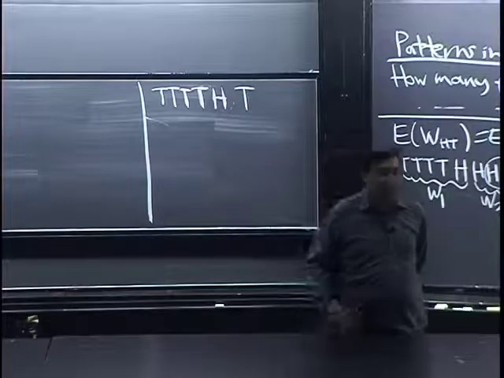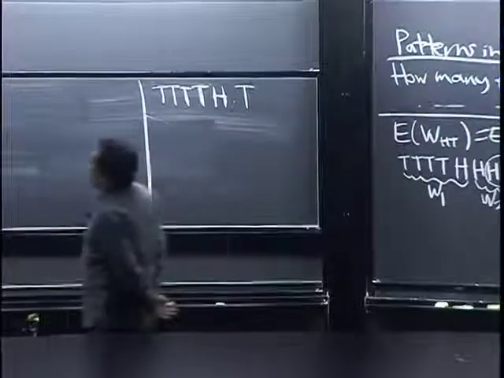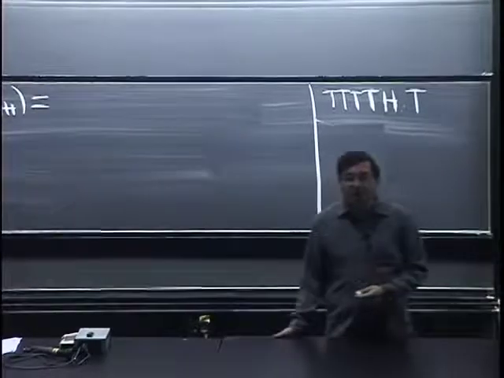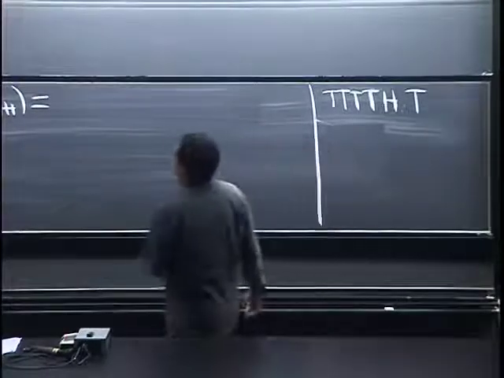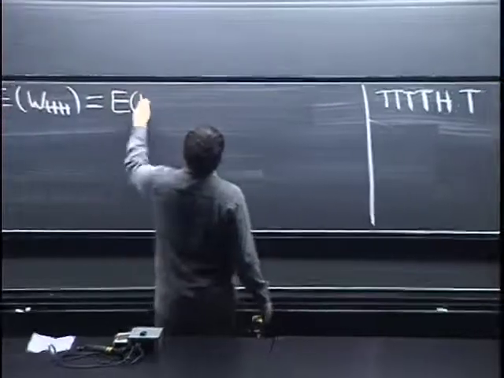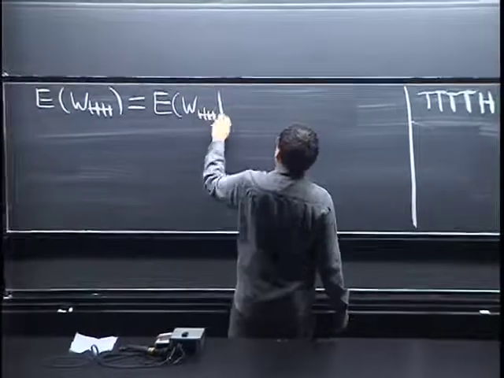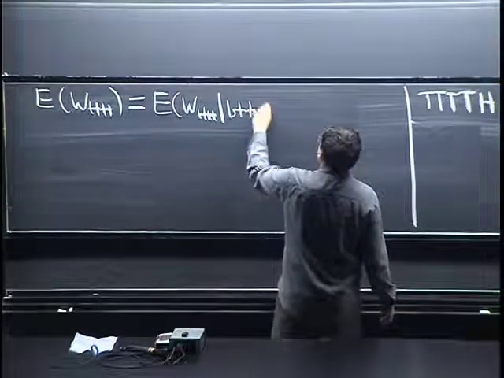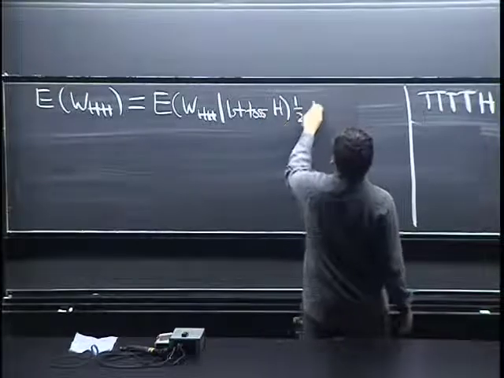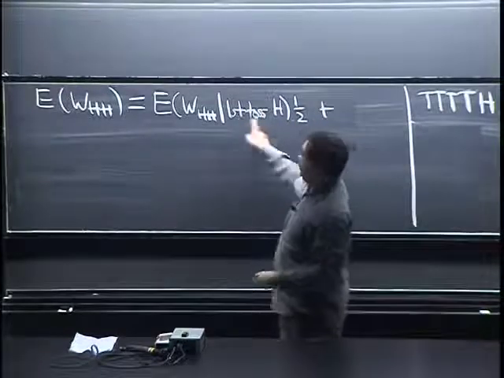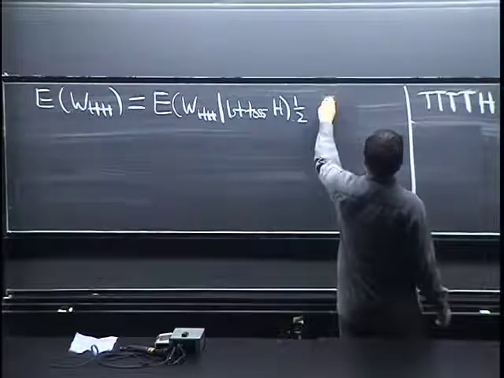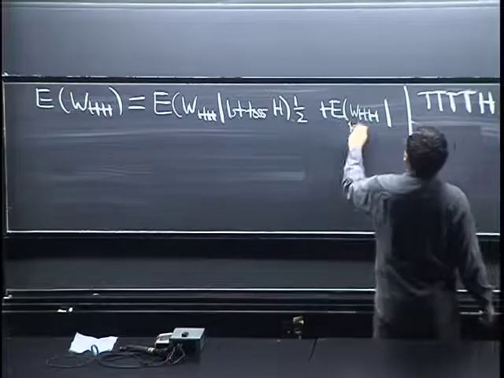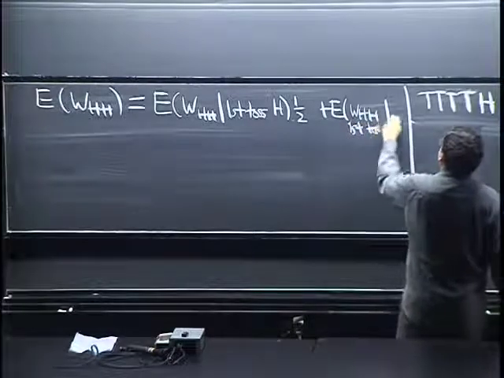Okay, so now we're going to use conditional expectation to compute this. It's kind of like a gambler's ruin type of thing, where we can condition on the first toss. So this is E of WHH given first toss is heads, times 1/2, that's the probability that the first toss is heads, plus expected value WHH given first toss is tails, times 1/2.